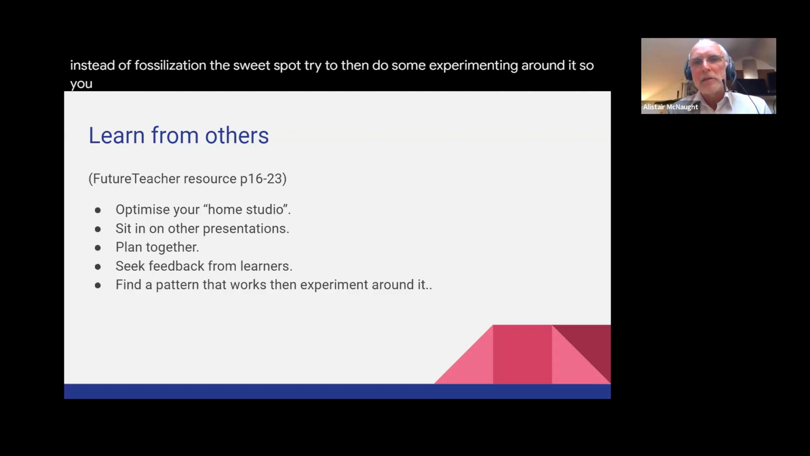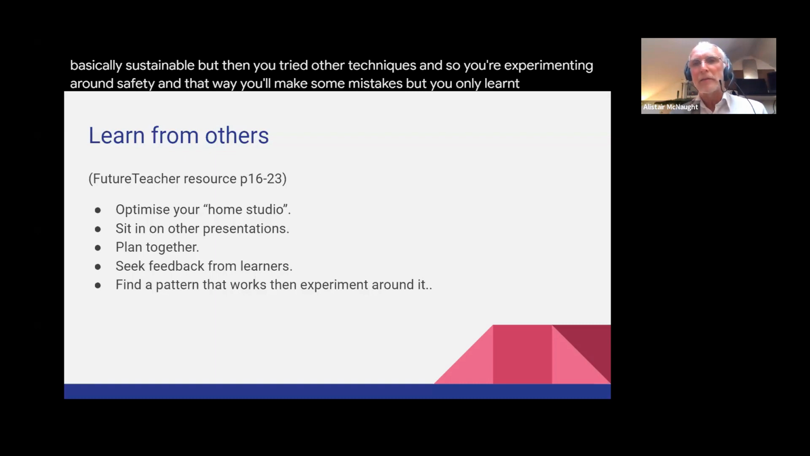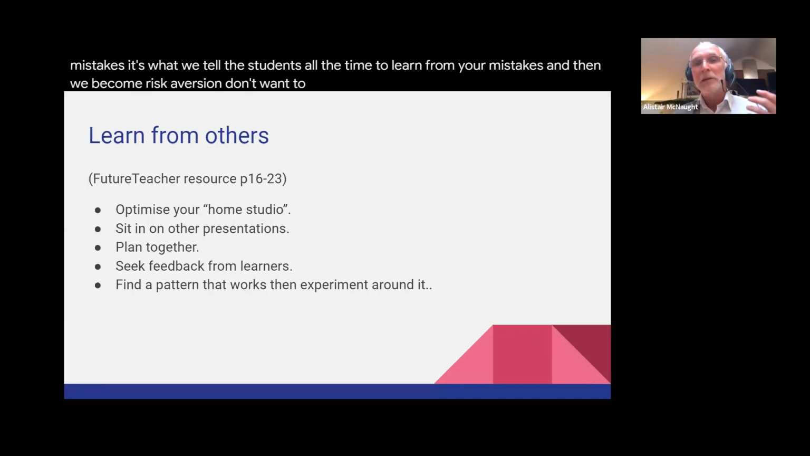So you're experimenting within a safe zone where the webinar basically will work and is basically sustainable. But then you try other techniques. So you're experimenting around safety. And that way you'll make some mistakes, but you only learn from mistakes. It's what we tell the students all the time: learn from your mistakes. And then we become risk averse and don't want to make them. So make mistakes, learn from them, but you'll also find that some things work really well.